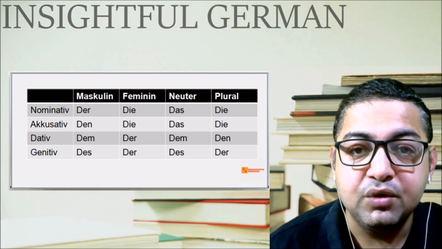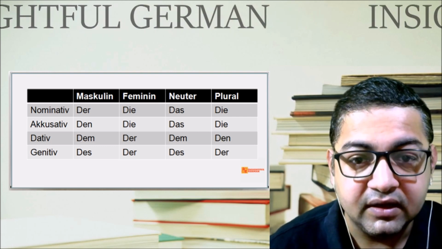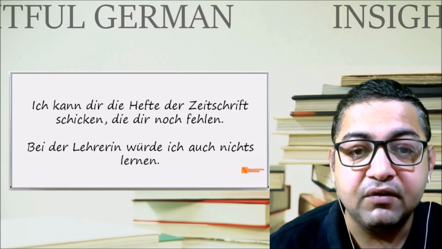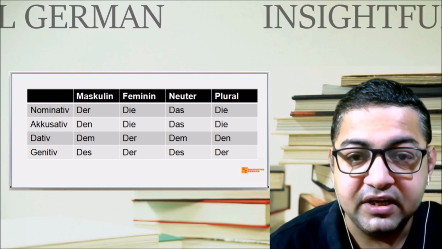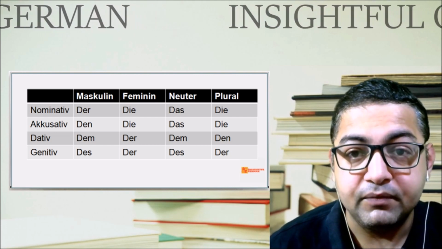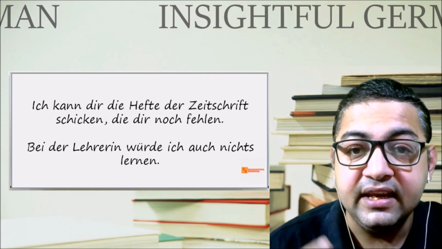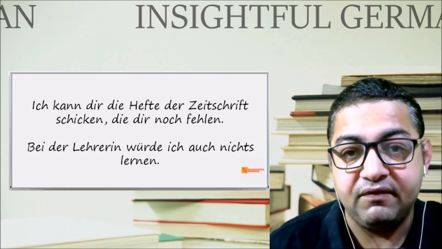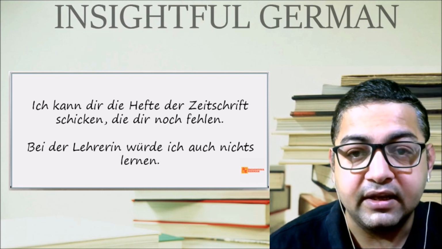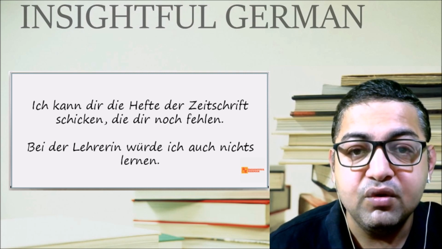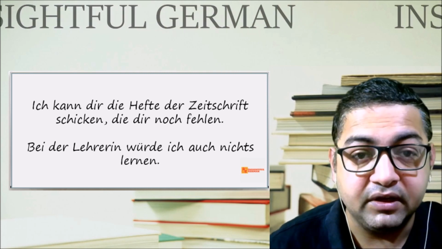Der, when used as a determiner, has exactly the same written forms as the definite article. In written German, the demonstrative force of der may sometimes be clear from the context, especially when a relative clause follows. Example: Ich kann dir die Hefte der Zeitschrift schicken, die dir noch fehlen. I can send you those issues of the journal which you haven't got yet. Bei der Lehrerin würde ich auch nichts lernen. I wouldn't learn anything from the teacher either.